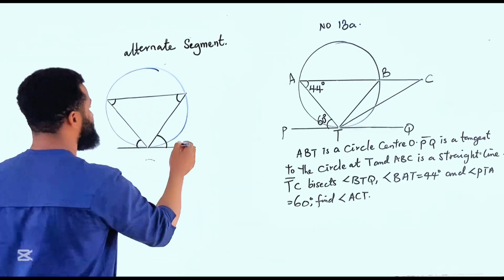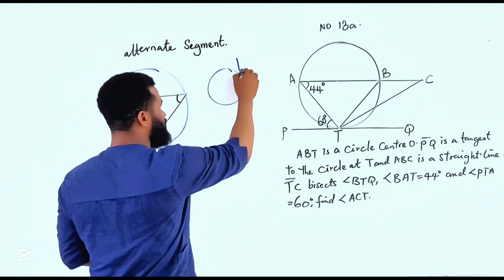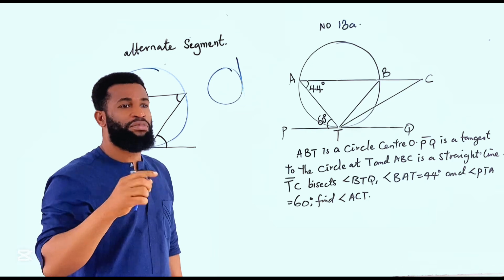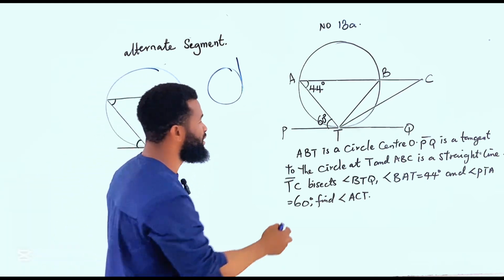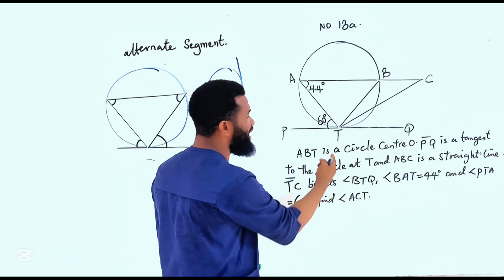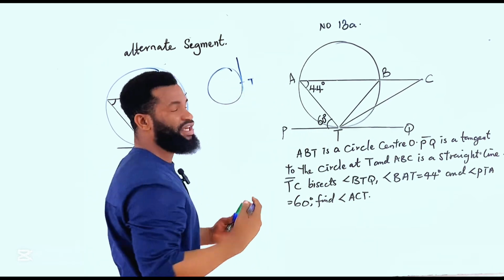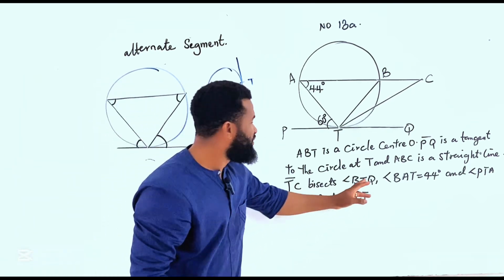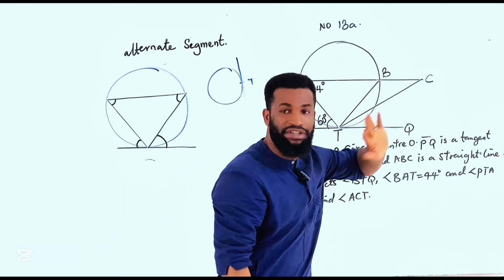Tangent to a circle means if you have a circle, a line touching it, just touching a particular circle. But they must tell us at what point it touched the circle. That is why they said PQ is a tangent at T. So let's say at this point, T, it can be A or B or whatever. Now he said ABC is a straight line.